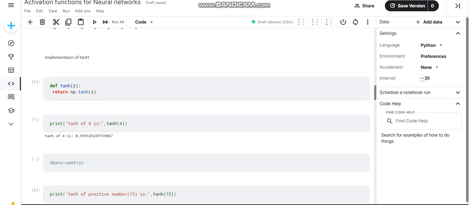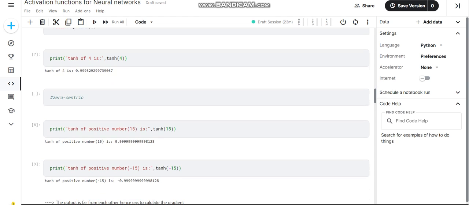So tanh of 4 is 0.999. Tanh of 15 is 0.9999999. That is very close to 1, and it goes on for a few more significant digits. Now we see the value of tanh of minus 15. That's the same as tanh of 15, but with a minus sign in front of it. So we see it's basically an odd function, where f of x is equal to minus f of minus x.